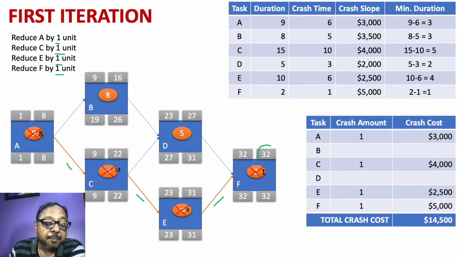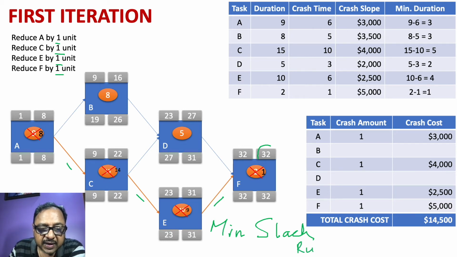Now, this is also known as the minimum slack rule. The minimum slack rule says that when we are trying to crash a project, we should take the activities which have the minimum slack and see if we can reduce the time of these activities. If we are successful in reducing the time of the activities with minimum slack, we will get the maximum mileage in terms of reducing the time of the project.